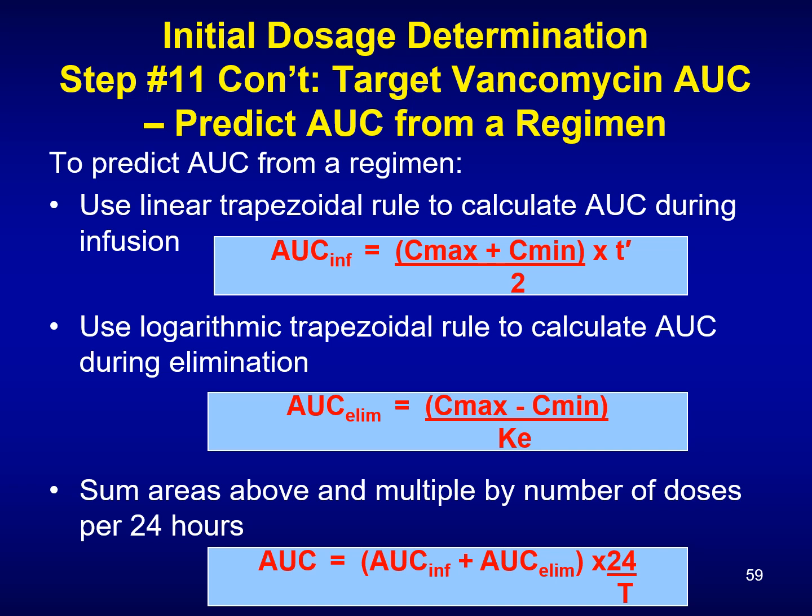Step 11 continued, to predict the AUC from a regimen that's been rounded. So we've predicted Cmax and Cminimum. What is the AUC we may get from this rounded regimen? So use a linear trapezoidal rule to calculate the two different trapezoids and then sum them together. So AUC of the infusion period, as listed here, of the elimination period, as listed here, and then sum the above areas together, multiplied by the number of doses per 24 hours gives you the total 24-hour AUC.